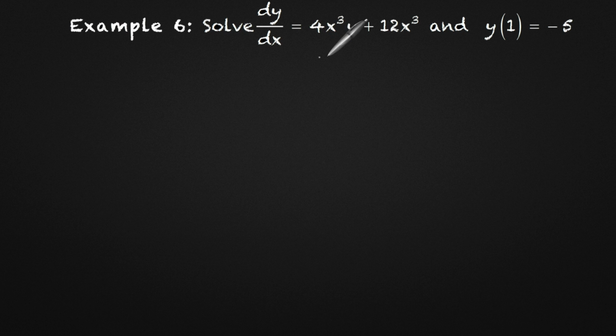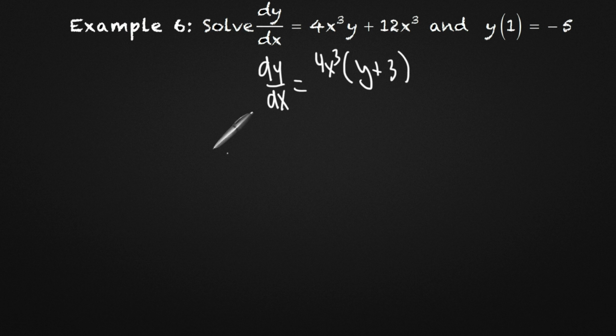Okay, in this last example, we have to do something a little bit different here. What we want to do here is we want to recognize that we can factor out a 4x cubed. So let's go ahead and do that. We factor out a 4x cubed, and when we do that, we have y plus 3. Let's make sure that that is true. 4x cubed times y gives you 4x cubed y. 4x cubed times 3 is 12x cubed. So then now that's going to equal dy dx.